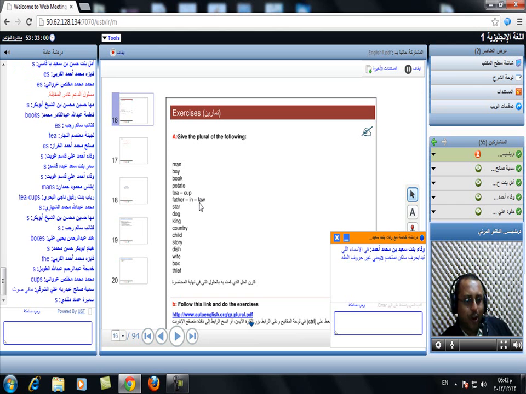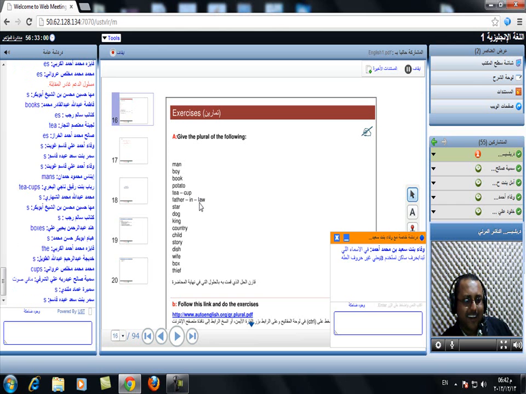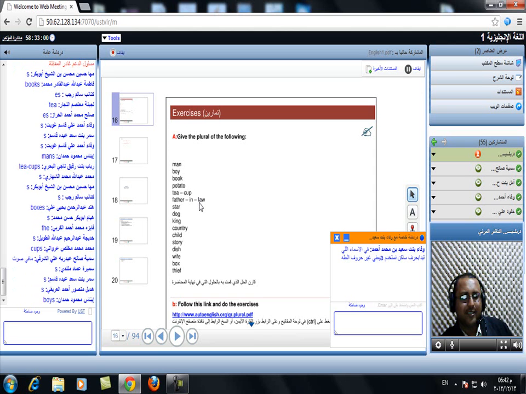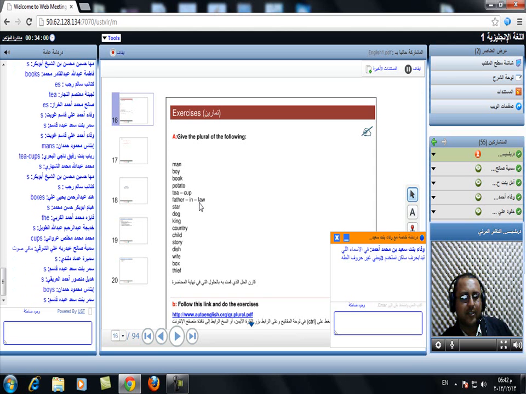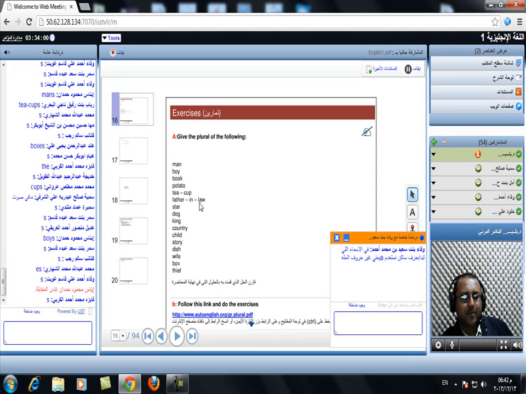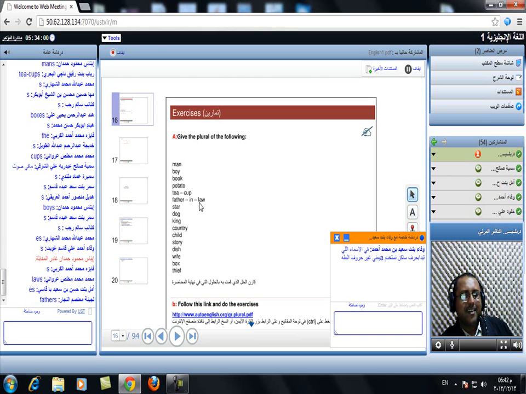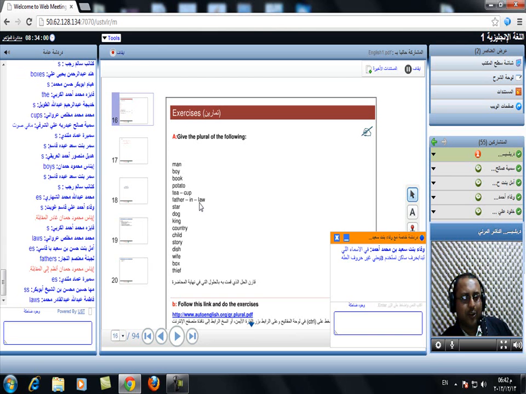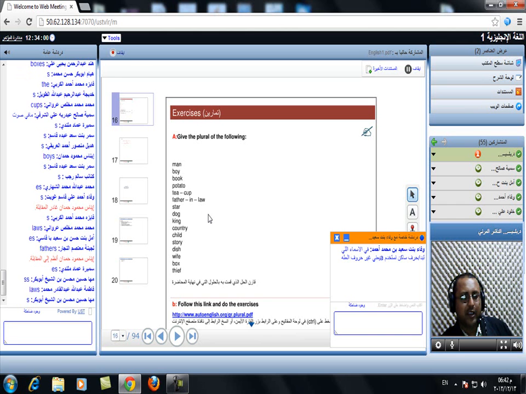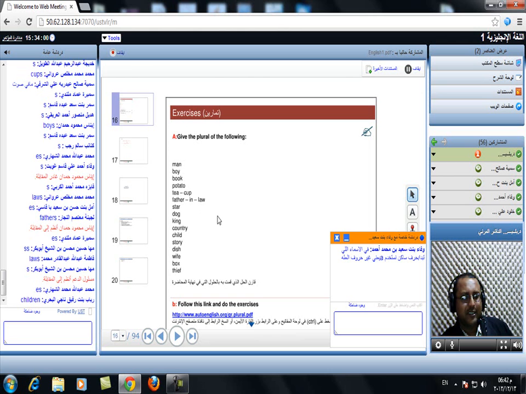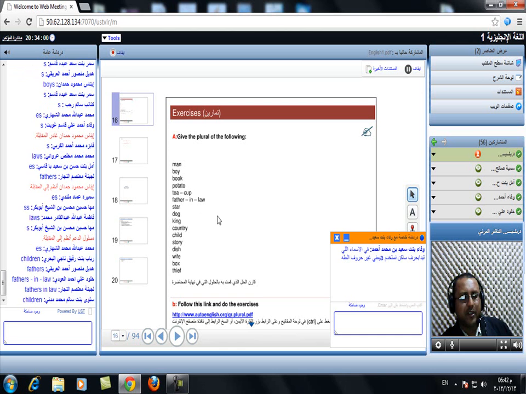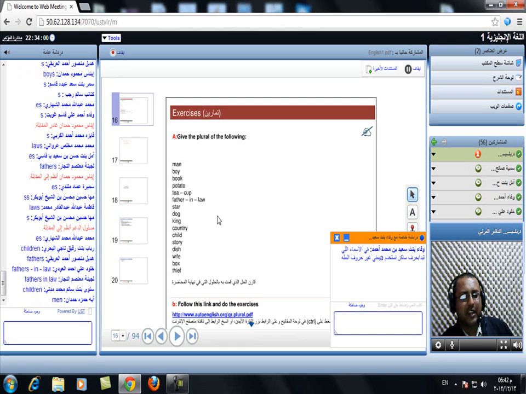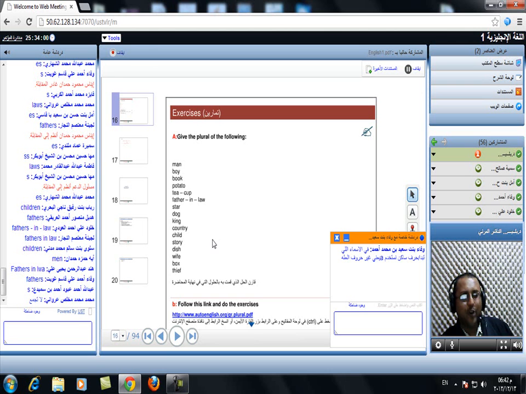Then father-in-law. No, Muhammad, don't say father-in-laws. Who can change this word into plural? How can we change it? Children? No, that is child, Rabab. Fathers? Very good, Lujaina. So fathers-in-law, not father-in-laws, but fathers-in-law.